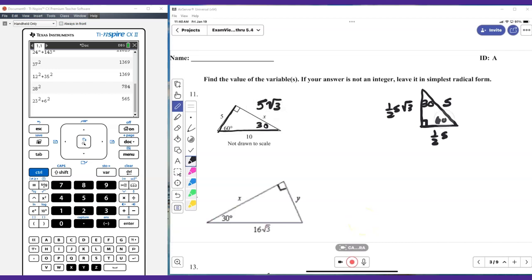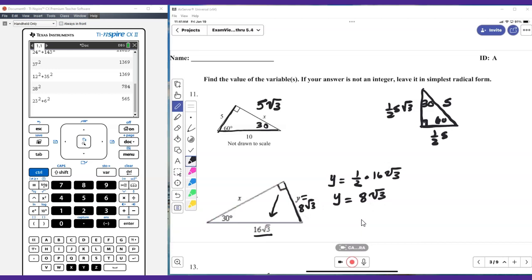Now in a 30, 60, 90, like I said earlier, the hypotenuse can be used to find the other side measurements. The shorter side is half the hypotenuse, and the altitude is 1/2 times the square root of 3. So here, we know that this is the hypotenuse measurement. So to find the shorter side, y is going to be 1/2 the length of the hypotenuse. So it's 16 square root of 3. So the length of the shorter side is going to be 8 square root of 3. So this will be 8 square root of 3.